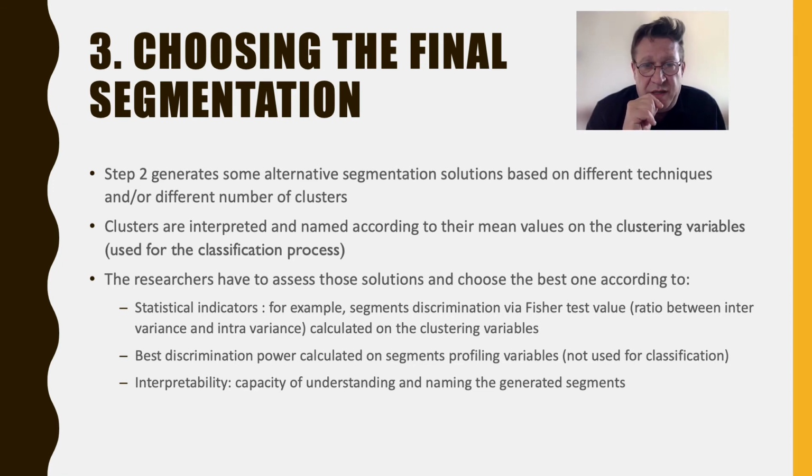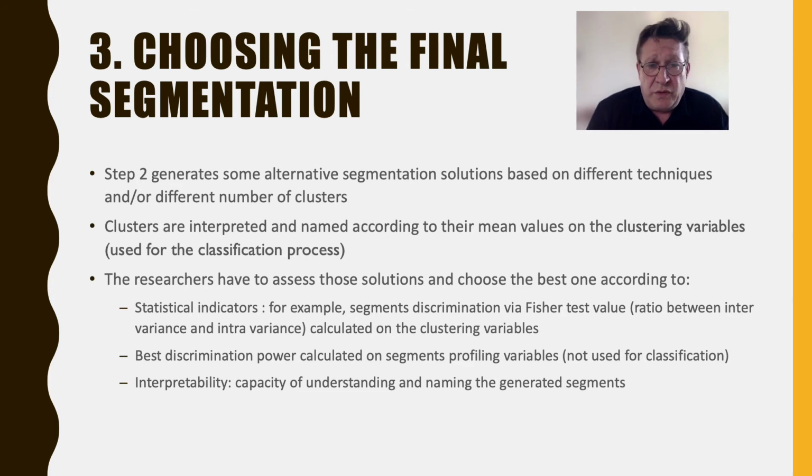In the following step, clusters need to be interpreted and named by the researchers according to their mean values on the clustering variables. I will explain it through the following example. The clustering variables are the variables that we used for the classification process. The researchers will have to assess all the different solutions and choose the best one according to a certain number of criteria. Some of those criteria are purely statistical, like some statistical test values like the Fisher test, calculated on the clustering variables.